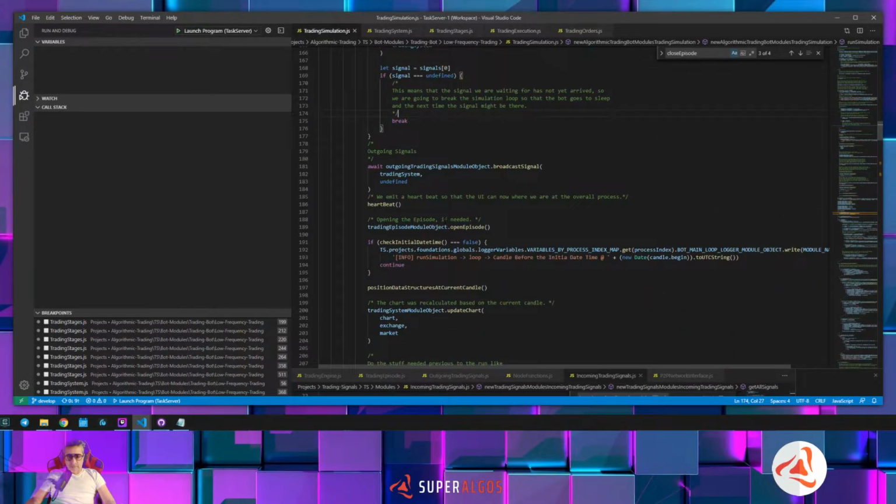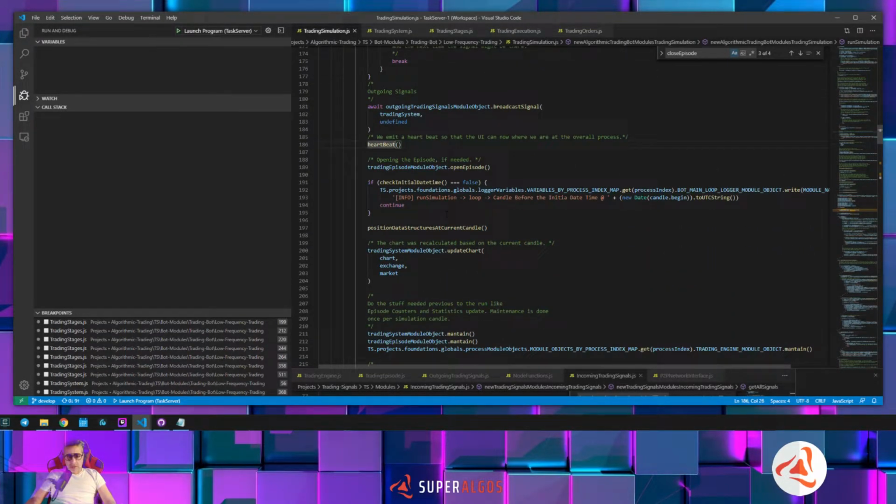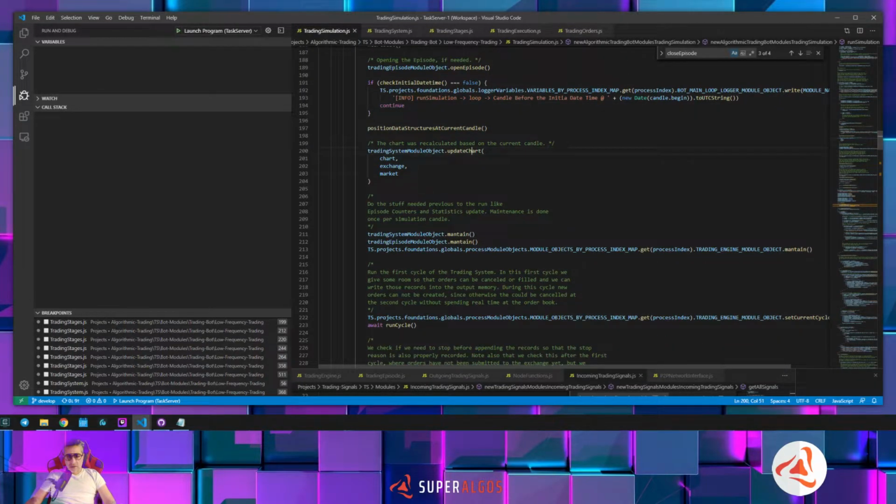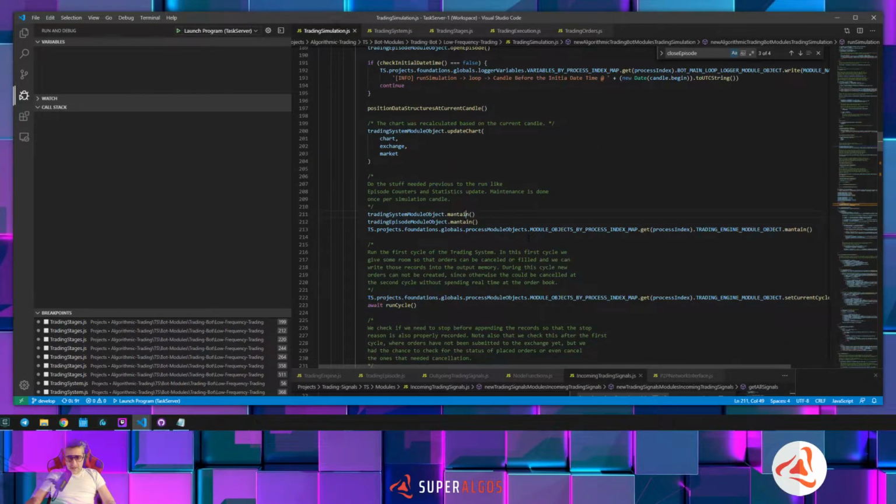So let's see. Heartbeat, no relationship. Opening the episode if needed. Data structures. Position the candle. Update the chart object. Maintain.